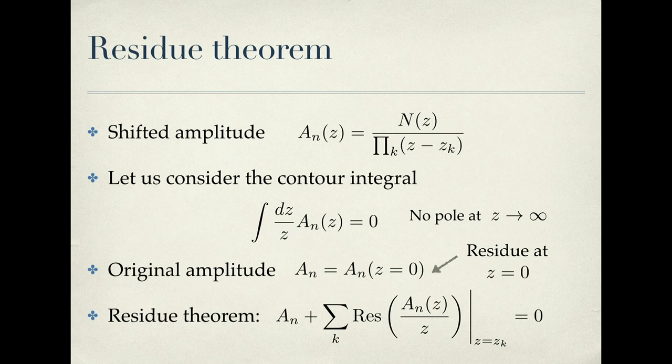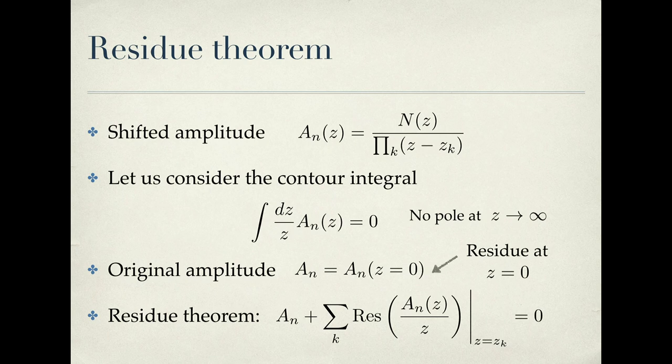Now, this is a contour integral. And if there is no pole at z going to infinity, this integral over all complex z is zero. This is Cauchy's formula. Note that the original amplitude corresponds to the point where z is zero. So the residue at z equals zero gives the original amplitude. The residue theorem tells us that the pole at z equals zero of this expression plus the sum of all residues at all other poles is equal to zero. This is Cauchy's formula from complex analysis.